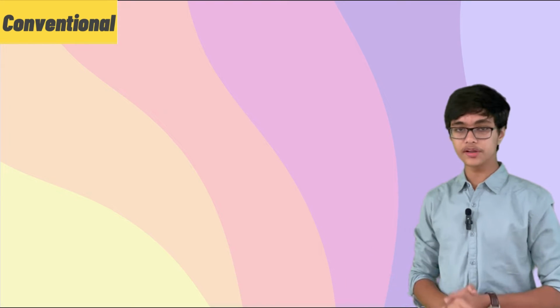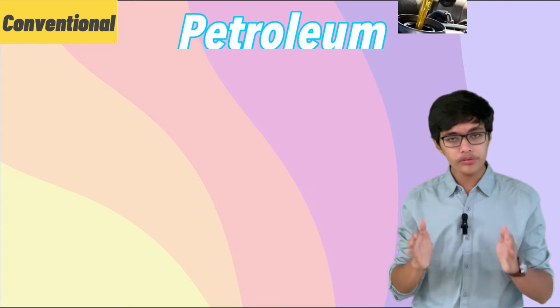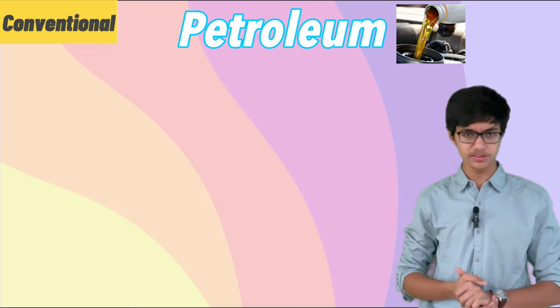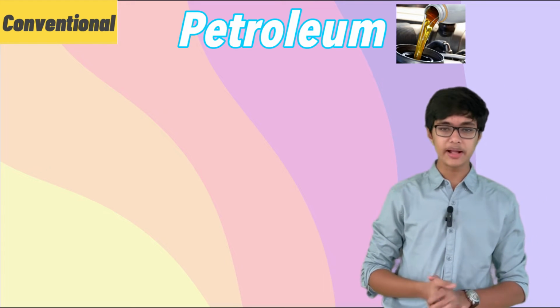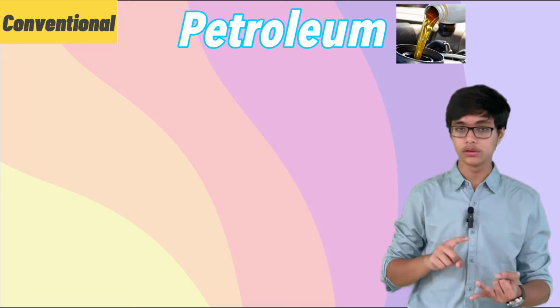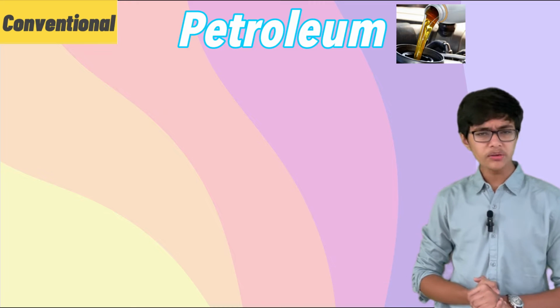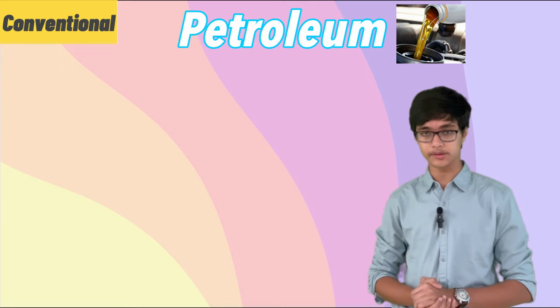Now, the next conventional source of energy is petroleum. It is perhaps the most important of all of the conventional sources of energy. Things like wax, kerosene, etc., all of them come from petroleum, petrol, diesel, all of which we use in our automobiles. So, how do we extract this petroleum in the first place?